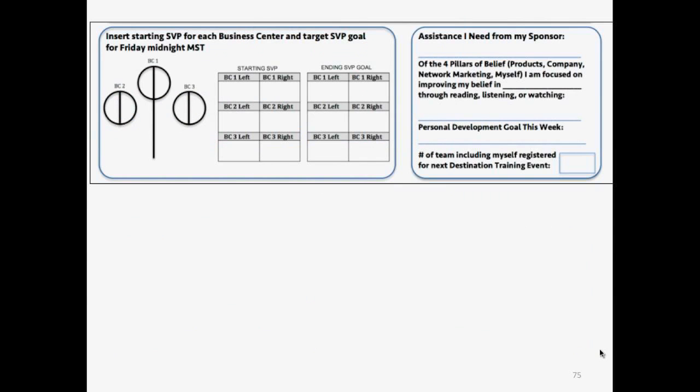So the next part of the weekly action plan is your volumes. So right here, you're going to go ahead and write your starting SVP. Now that is your sales volume points.